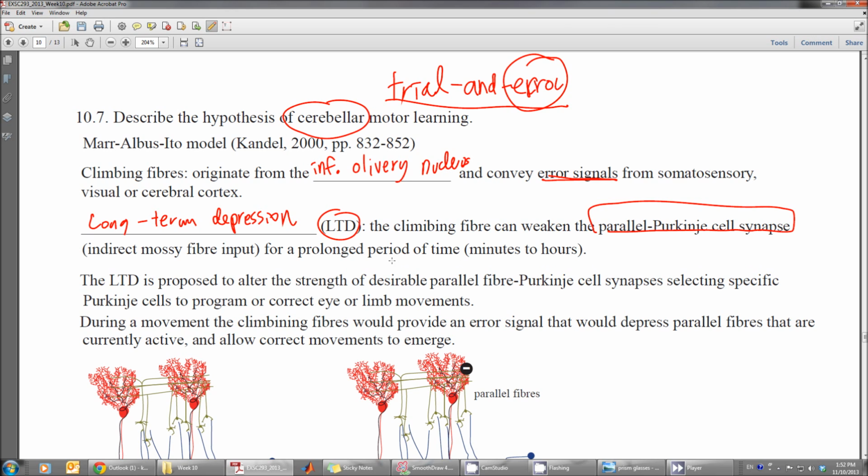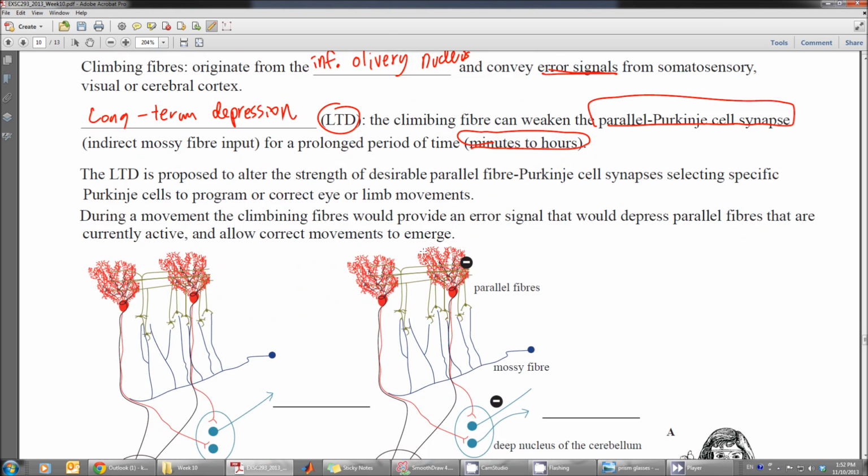It can last for a minute to 2 hours. And while it's suppressed, the other Purkinje cell outputs might be tried to find the optimal movement to do the task. So let's see in detail how this is suppressed and how it can be causing the trial and error type of movement learning.